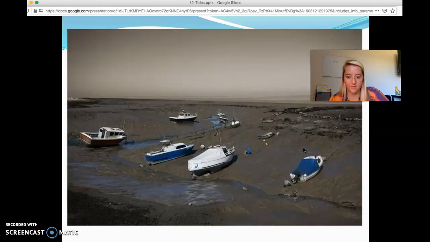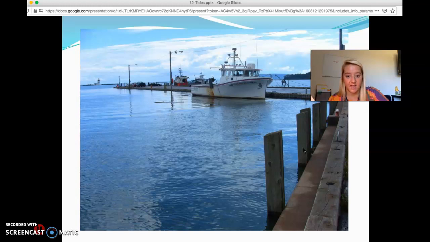Again, if I were to ask you, what do you think this is, high tide or low tide? I hope that you would say this is low tide. And again, high tide or low tide, I'd hope that you would say this is high tide. It looks to be the highest that the water is.